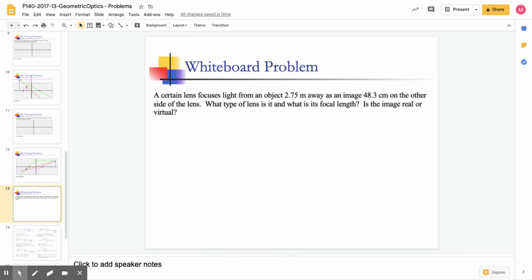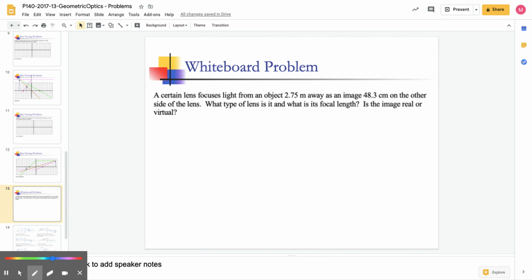Okay, so this problem is another lens problem. We have a certain lens that focuses light from an object 2.7 meters away as an image 48.3 centimeters on the other side of the lens. What type of lens is it, and what is its focal length? And is the image real or virtual?